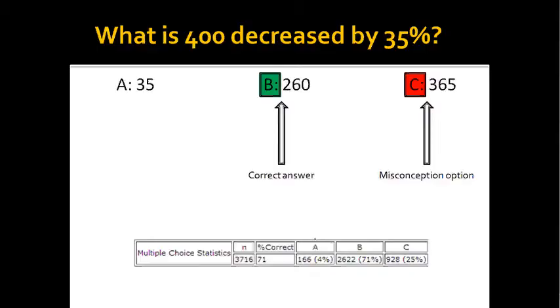Let us look at a question as an example. The question reads, what is 400 decreased by 35%? The options are 35, 260 and 365. You can see that the most common wrong answer here is C. Nearly 25% of the students choose this option. Students having this misconception assume that decreasing by 35% and decreasing by 35 are the same thing.